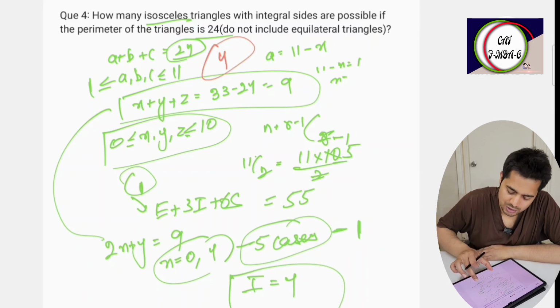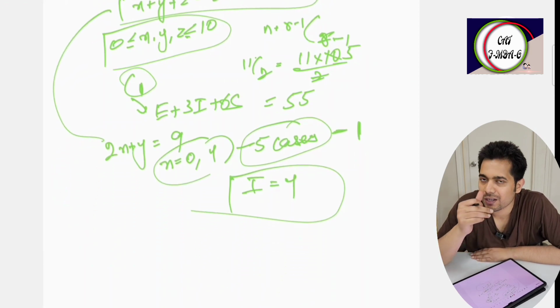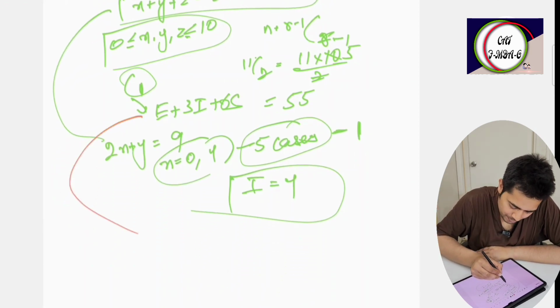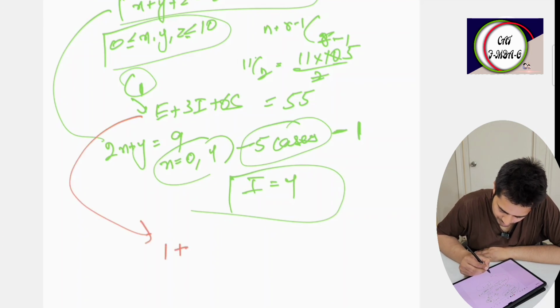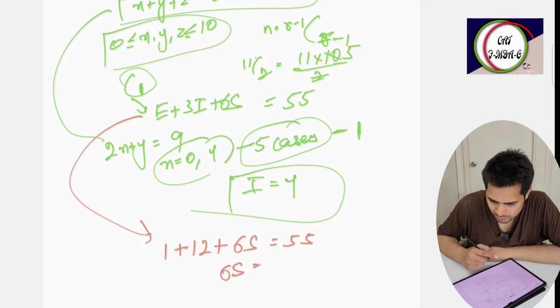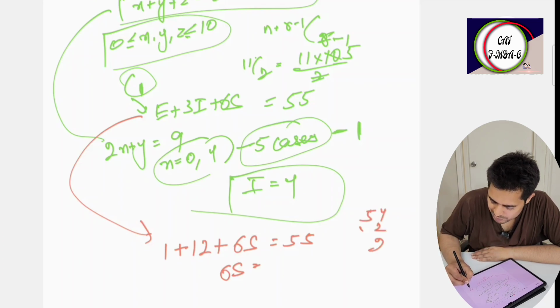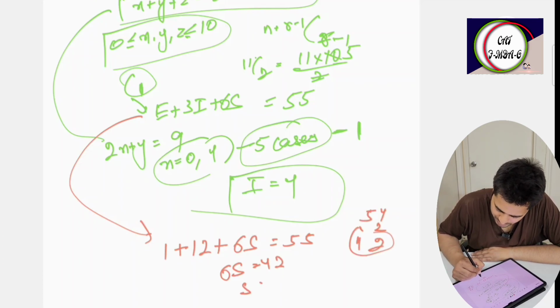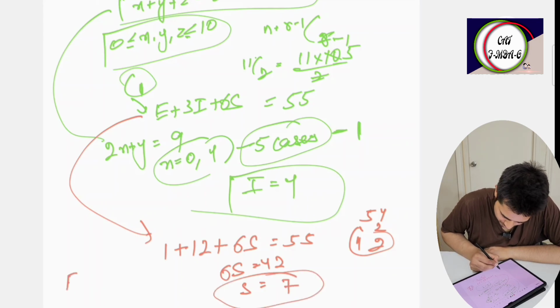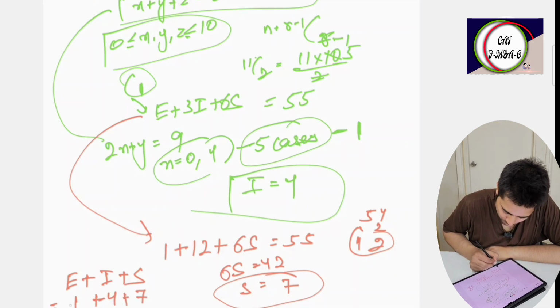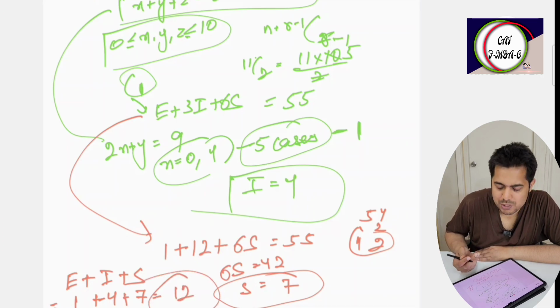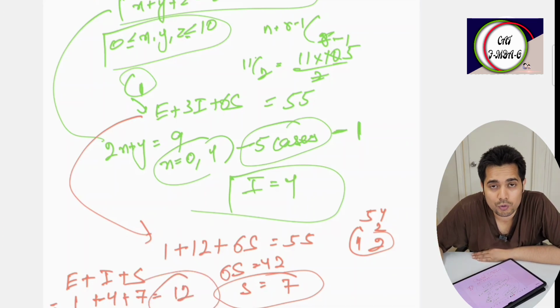We have to find out only isosceles. If we would have wanted to find out the total number of triangles, what would we have done here? Put E is equal to 1 plus 3 into 4, 12, plus 6S is equal to 55. 6S is equal to 55 minus 1, which is 54. 54 minus 12 is 42. So S is equal to 7. So E plus I plus S is equal to 1 plus 4 plus 7, so 12. So the total number of triangles possible is 12, if we would have wanted to find that out.